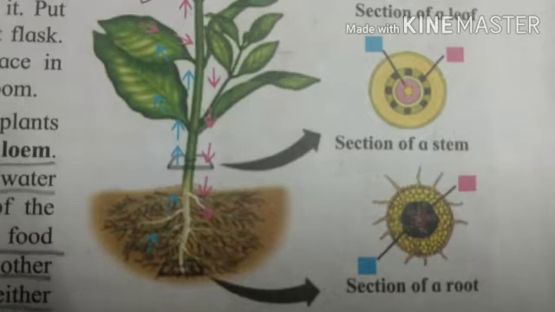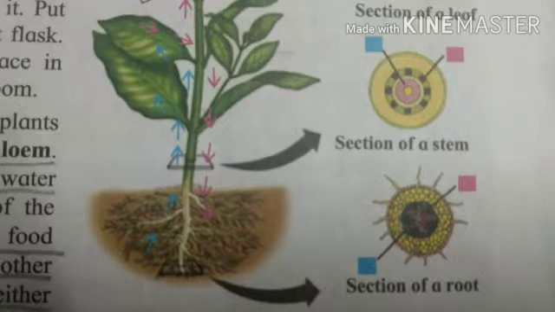Now we will see the function of xylem. Transport of minerals and water from the roots to all aerial parts of the plant is called xylem. You can understand with the help of the blue color arrow shown in this figure.